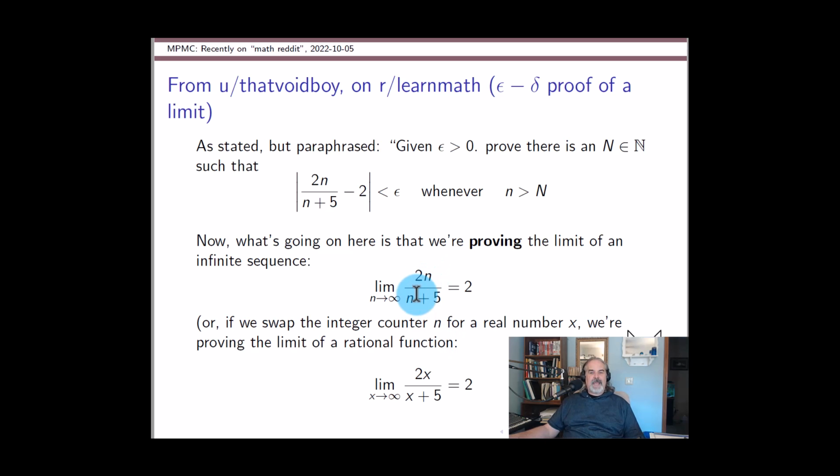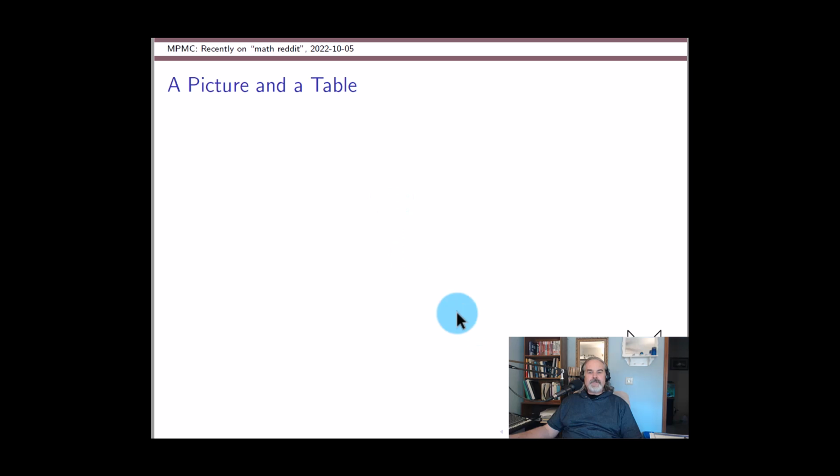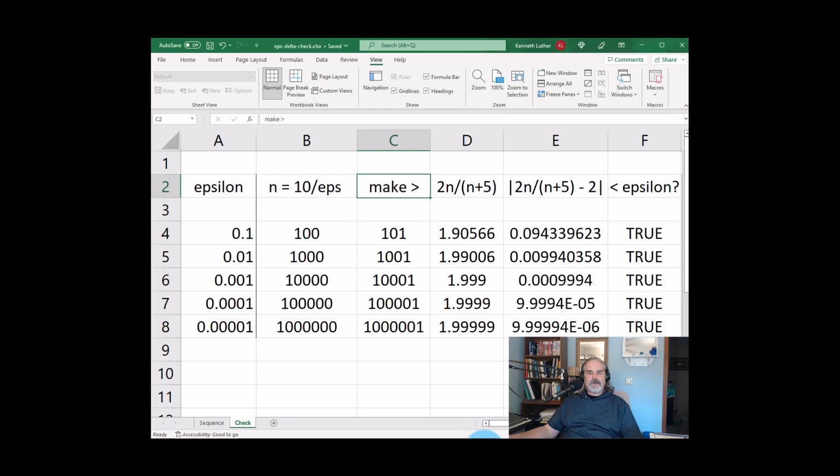If we swapped n for just like the regular variable x, this is equivalent to showing that the limit of the function 2x over x plus 5 as x goes to infinity is 2. Okay? Here's a picture and then a table of this idea. Maybe I'll show the table first.